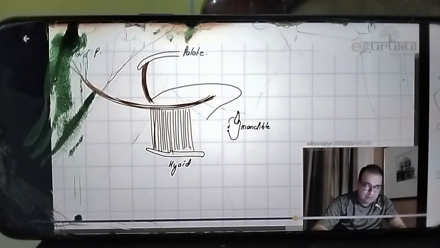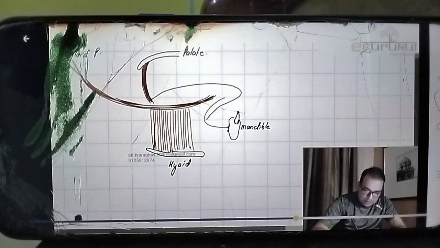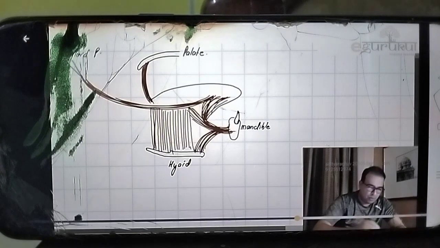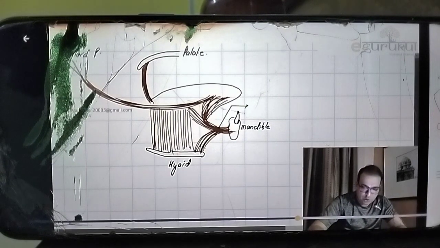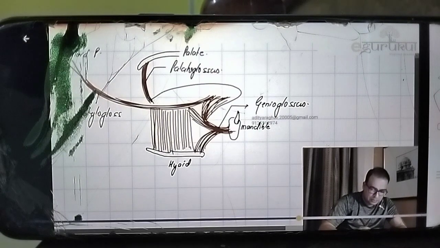So from the superior genial tubercle, the muscle will originate, and it has three fibers. The anteriormost fiber will go like this and turn and go into the tip. The middle fibers are the ones which are going into the dorsum of the tongue. And the lower fibers are the ones which are going to the hyoid region. So three different directions. I'll tell you more about this muscle, but this muscle here is genioglossus. This here is palatoglossus. This of course is the styloglossus.